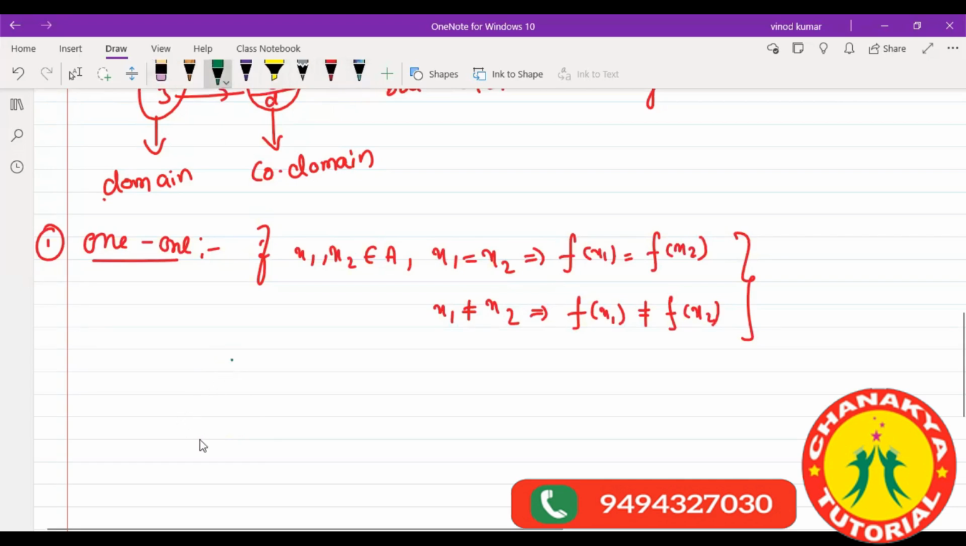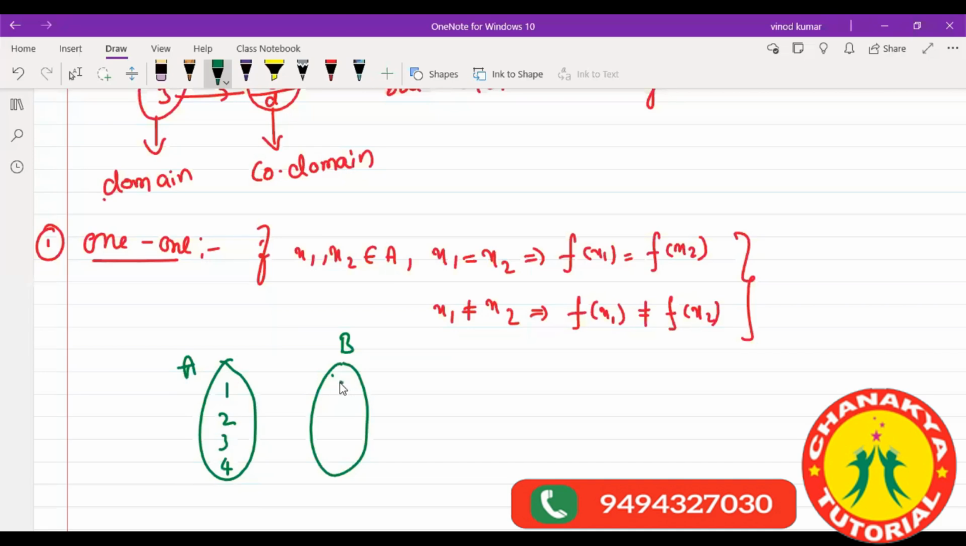Can you repeat again? Yeah, here A, here B. This is set A, this is set B. 1, 2, 3, 4. Here A, B, C, D. 1 is mapped with A, 2 with B, 3 with C, 4 with D. This is F. Different elements in A are mapped with different elements in B. So this kind of function is one-one. Do you understand? Yes, sir.